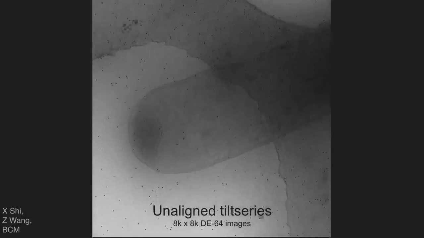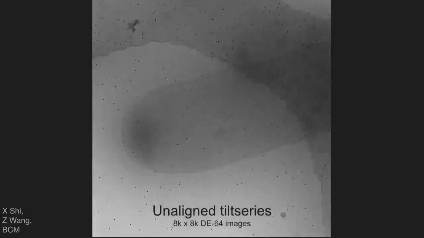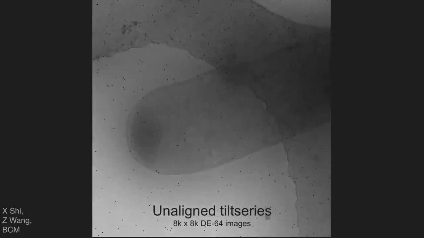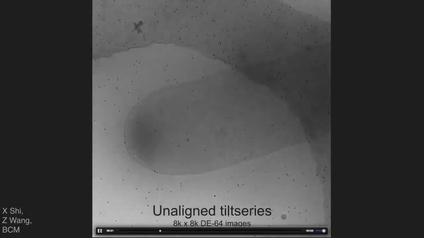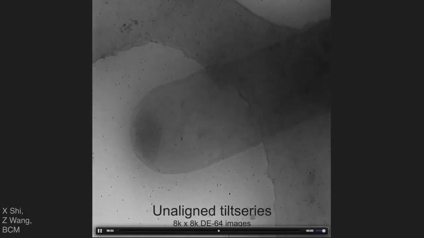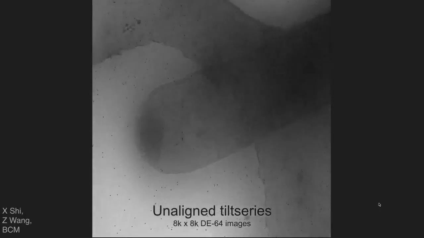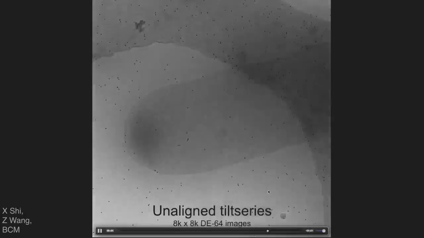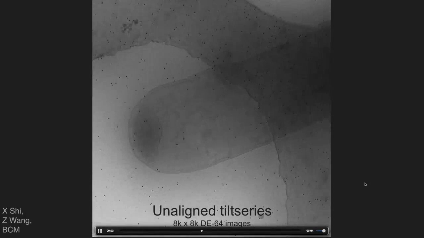So here's an example. I'm just going to take you through the process now. So here's an unaligned tilt series. These are 8K by 8K images which are collected on a D64. You can tell the energy filter on the microscope was having some problems that day. That's what those big black splotches in the middle are from. And I left those there intentionally because I'm showing that the alignment algorithm isn't impacted by them. This example does have gold fiducials present, although not a very high concentration.